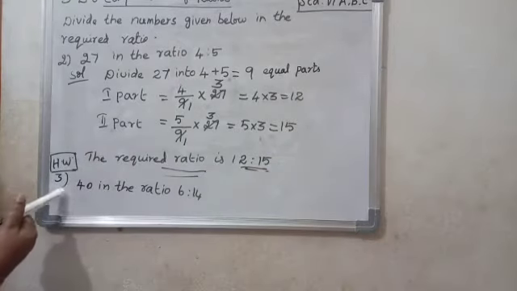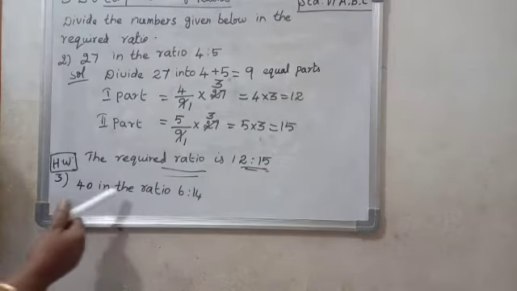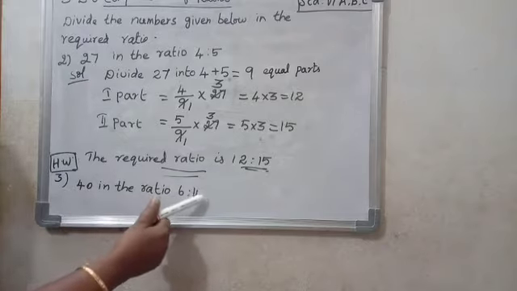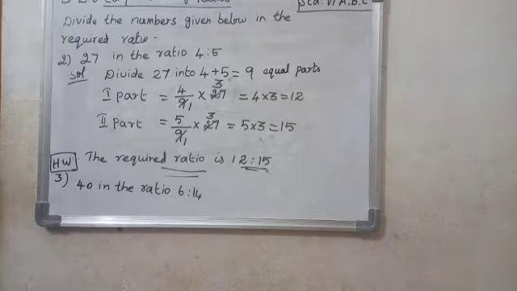Next, the third question, the fourth homework: 40 in the ratio 6 is to 14. Now do it.